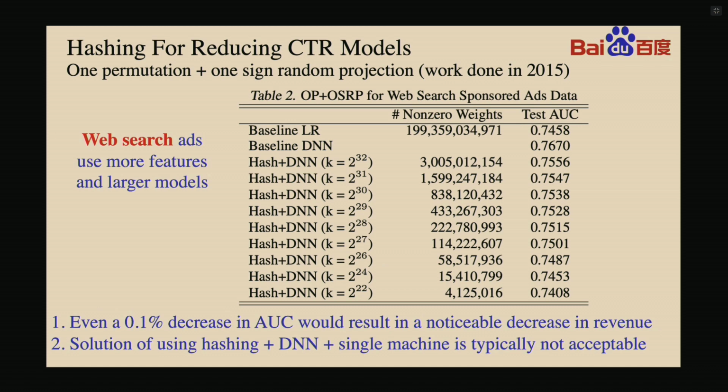That is not tolerable. So the solution of using hashing plus DNN plus a single machine is typically not acceptable here, since although we can slightly improve over the baseline logistic regression, we are still more than 1% off from the DNN. Also, the AUC is very important here. We don't want to hash the inputs just to make the training fast; we have to guarantee the prediction accuracy.